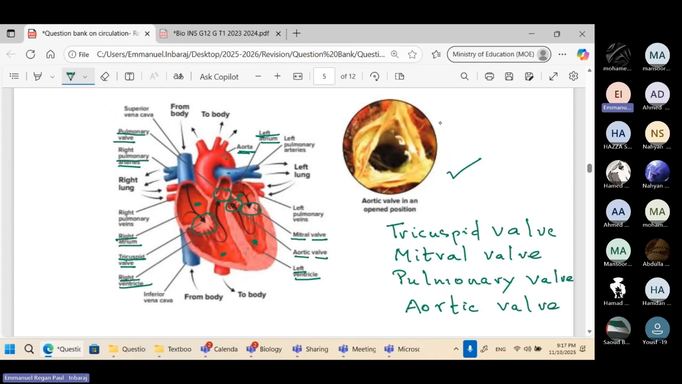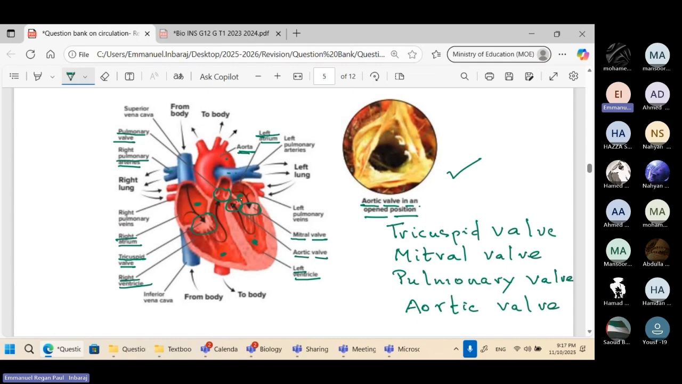Now look at this figure. See this picture they have given. What does it say? Aortic valve in an open position. You see, this is a space and this is the aortic valve. It looks strange, like a triangle with a circle. But remember this picture, it might be important. You must know that this is an aortic valve and this aortic valve is in an open position.